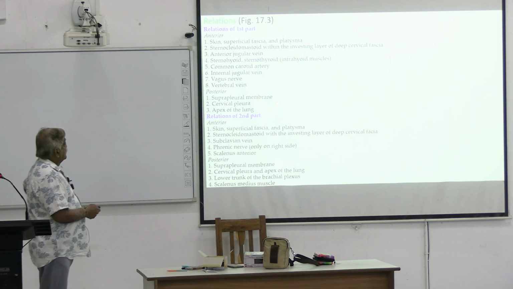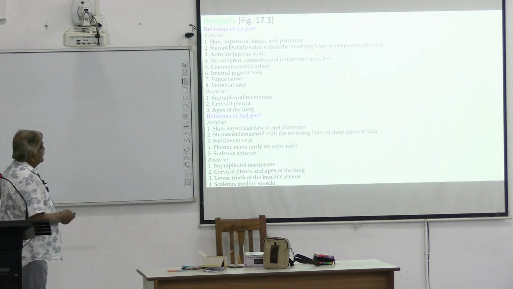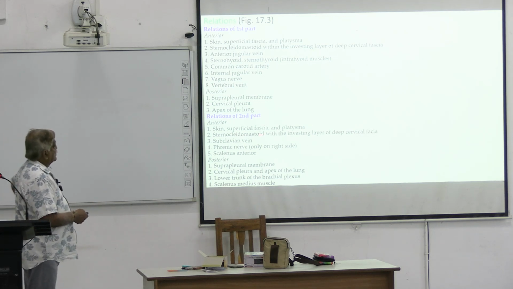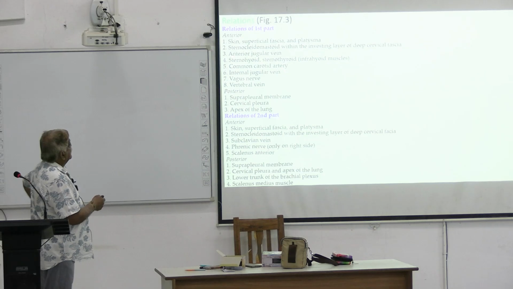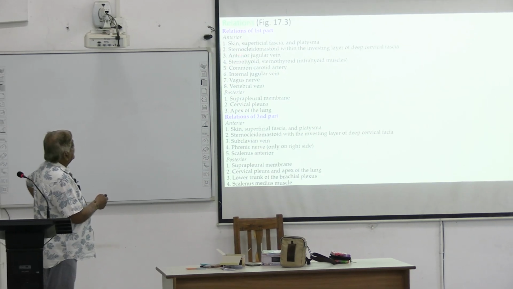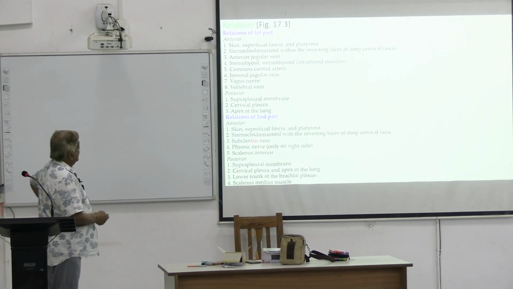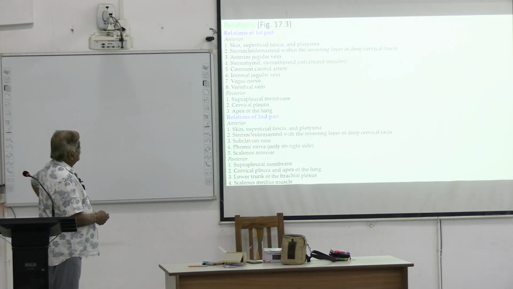Now, relations of the second part: skin, superficial fascia and platysma muscle, sternocleidomastoid with investing layer of deep cervical fascia, subclavian vein. Here in the first part is the jugular vein, anterior jugular vein. This is the subclavian vein, phrenic nerve only on the right side, scalenus anterior. Posteriorly: suprapleural membrane, cervical pleura and apex of the lung, lower trunk of the brachial plexus and scalenus medius muscle.